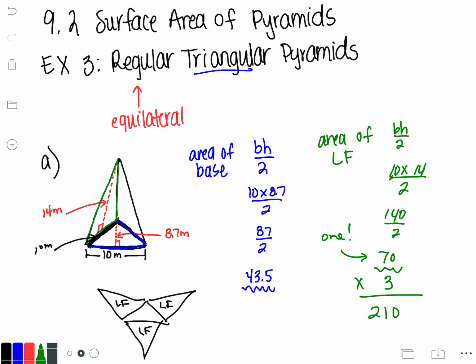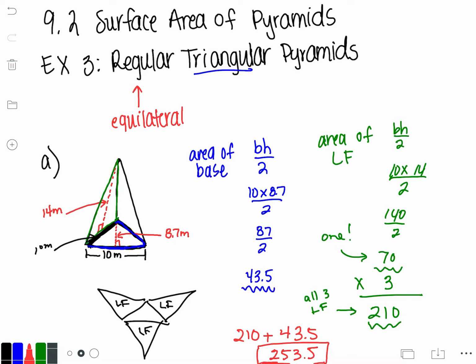So then your last step, so this 210 represents all three lateral faces. Your last step is to add your lateral faces, so the 210, with the area of the base, remember, which was 43.5. And when you do that, you get 253.5. That would be your final answer.